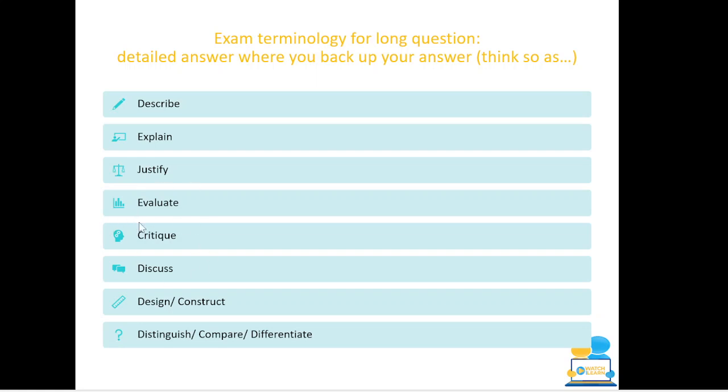Critique is again similar to evaluate. Discuss is similar to explain and describe. Design and construct usually means you're drawing or making something. So say you could be designing an upcycled t-shirt. Distinguish, compare, differentiate, you're going to be telling differences and similarities there.